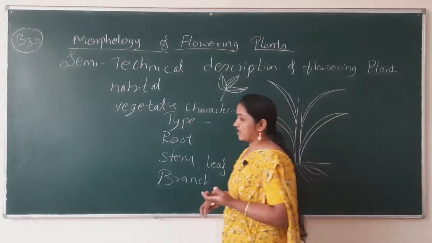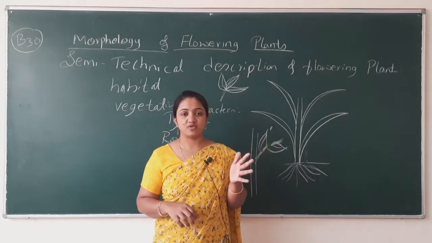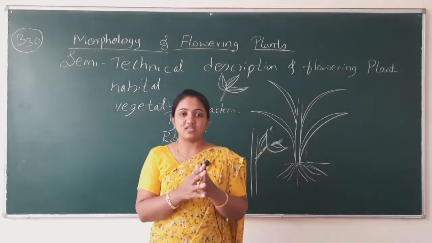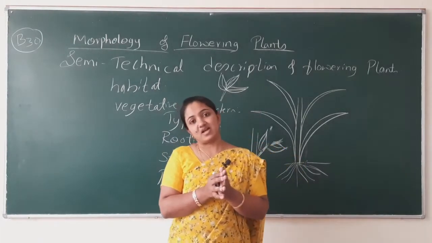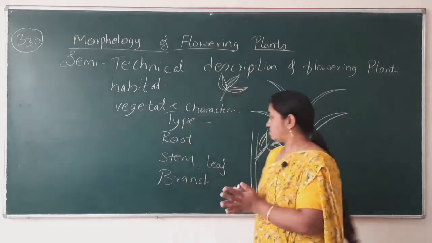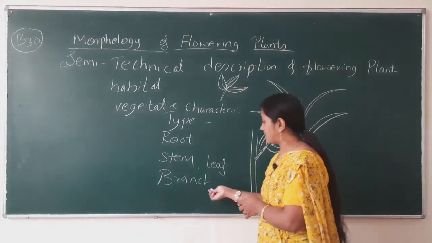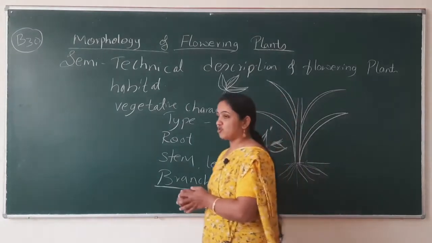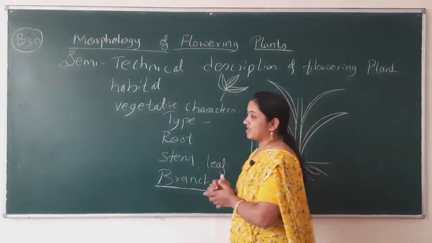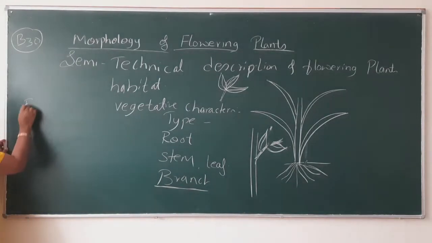And then in the castor or in the papaya, the leaf is palm in shape. So if there is some special character in the described plant, you have to write that particular character. So the leaves are palmately compound. So these are all the vegetative characters of a particular plant. In monocotyledonous there will be no branches, my dear students. That's why I am giving a special description to the branch.